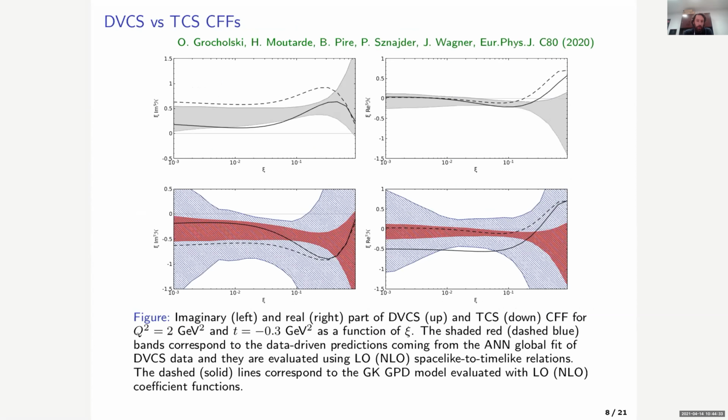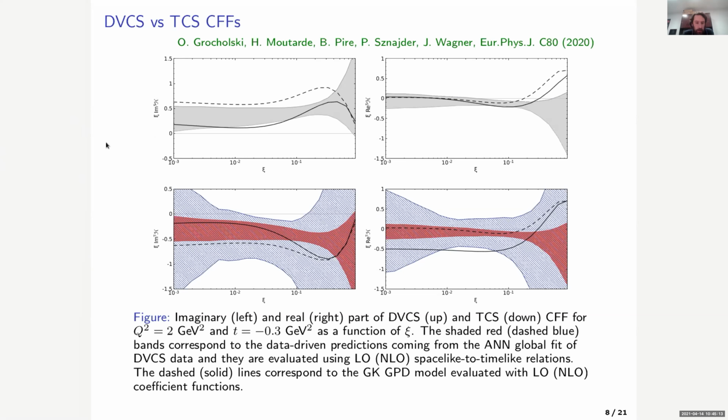So what I'm showing now are our Compton form factors for DVCS and for TCS. In the top row, there is the DVCS imaginary and real part of the Compton form factor H. This gray band is the fit from artificial neural networks. And it's compared to some model prediction of Goloskokov-Kroll, calculated with the leading order and next-to-leading order coefficient functions. So that's the top row.